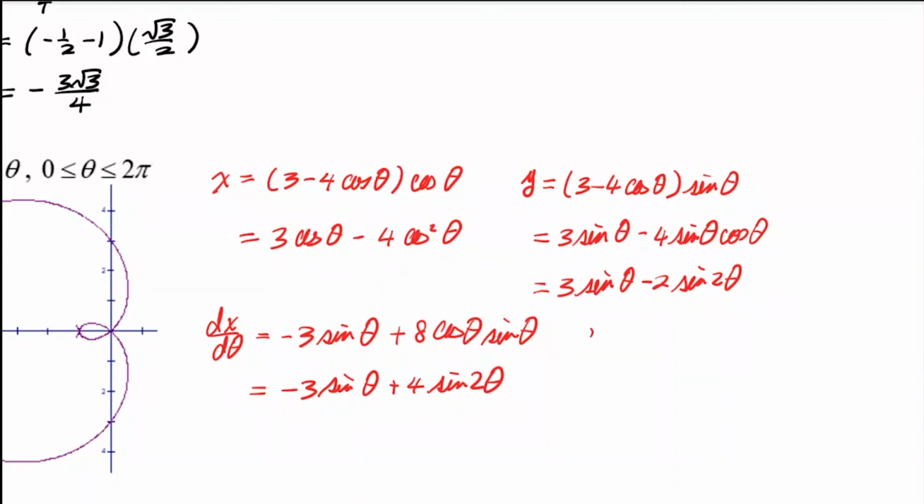Okay. dy over d theta here will be 3 cosine theta, and that will multiply, so it will be 4, and then cosine 2 theta, 8. Symmetry is pretty striking when we are dealing with a cardioid here, right?